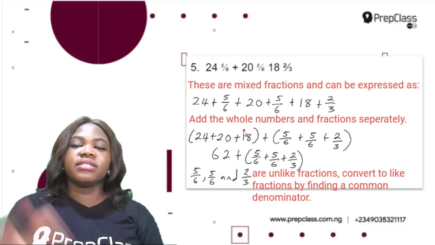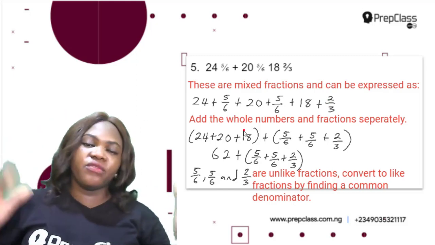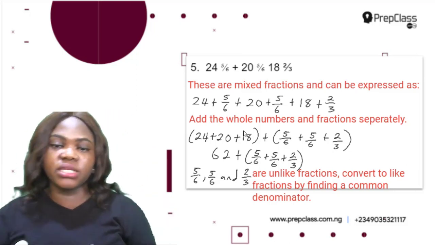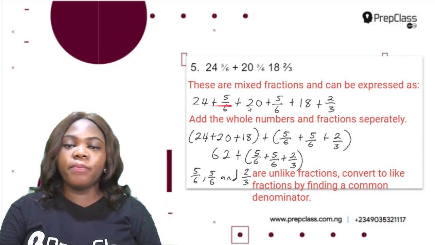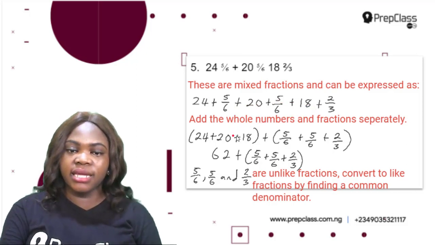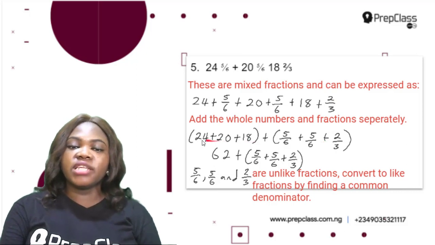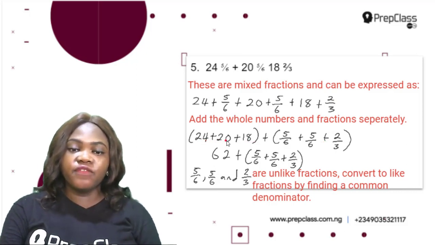Okay, so now that we have separated the whole numbers and the fractions, we have to add the whole numbers separately and the fractions separately. So let's do that. 24 plus 20 plus 18, that's it here. Then 5 over 6 plus 5 over 6 plus 2 over 3, that's it here. 24 plus 20 is 44.